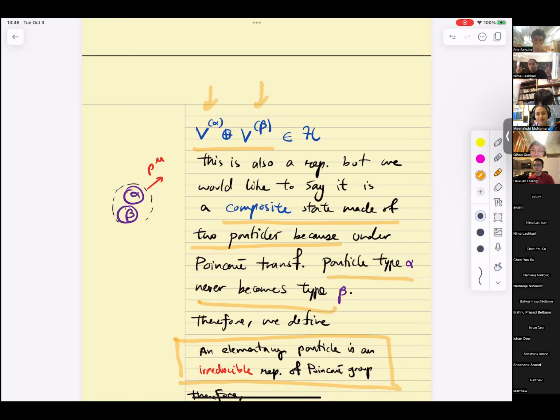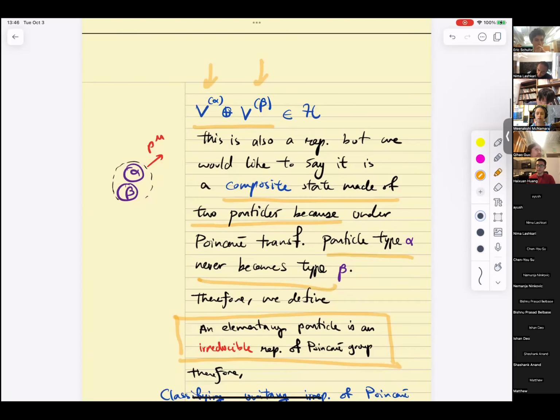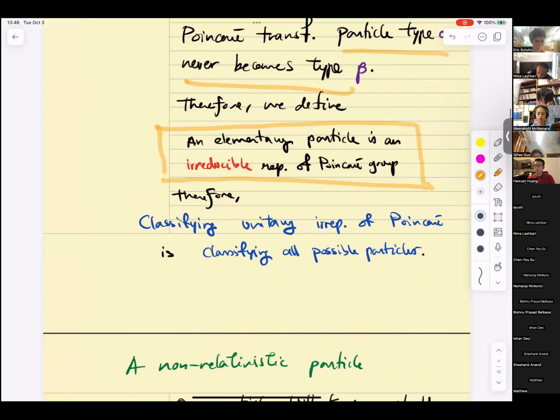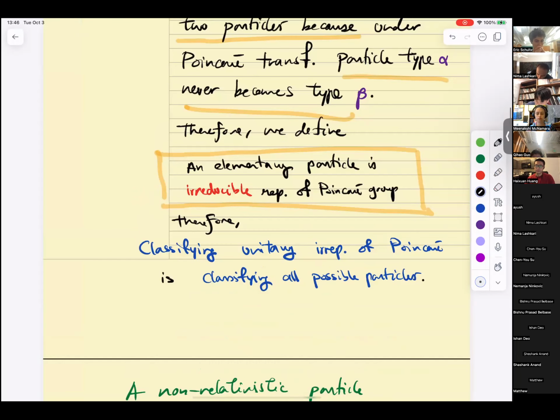A state that transforms in a representation that could not be split into subparts, sub-representations, is an irreducible representation, and that deserves to be called an elementary particle. So an elementary particle is a unitary irreducible representation of the Poincare group. That's the only meaning associated with a particle in quantum field theory.